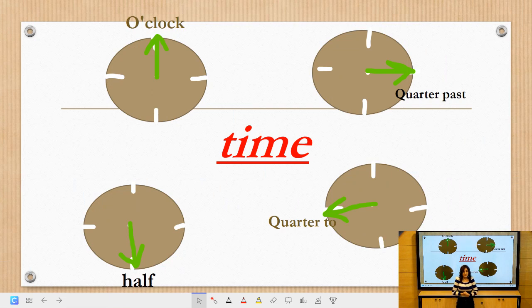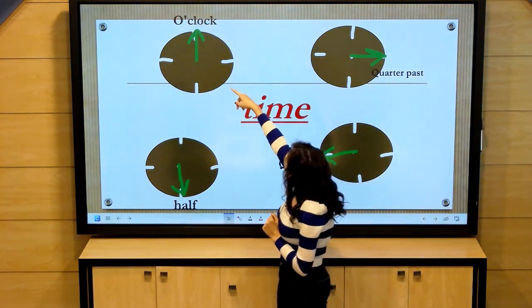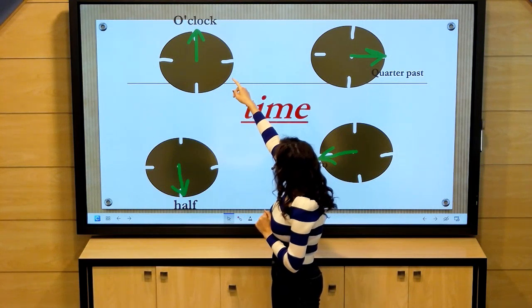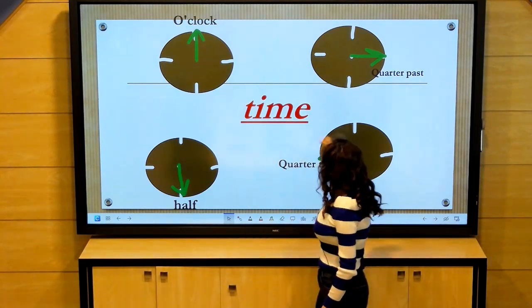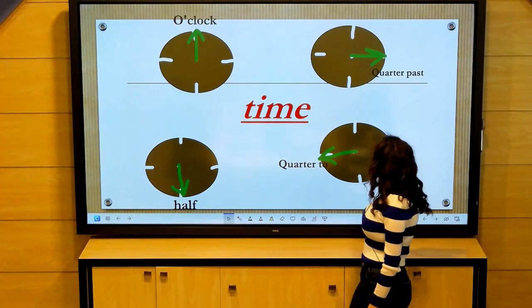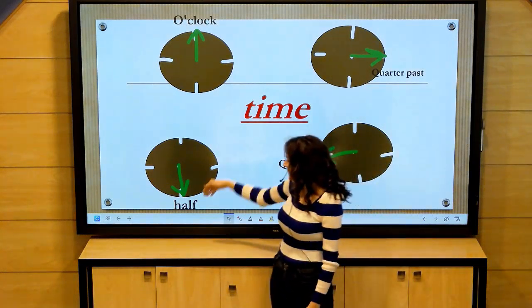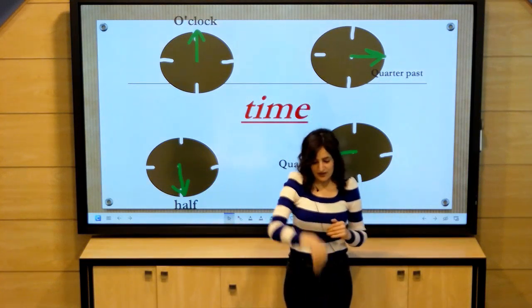Now, we will talk about time. Remember the last text, each TV program, what time it starts. Or we have here o'clock. When we see the time, we have here 3:00, 3:15, 1:45, and 1:30.